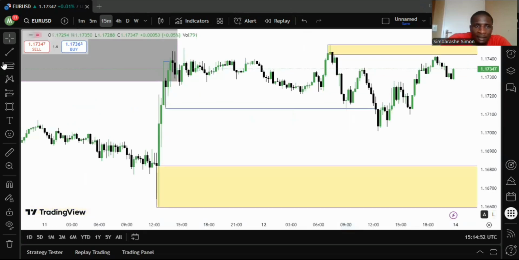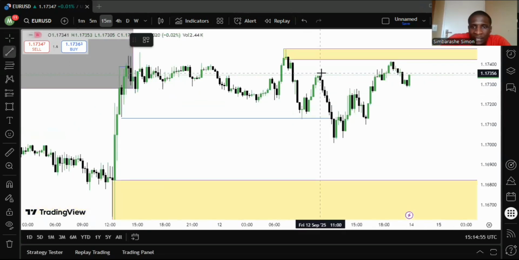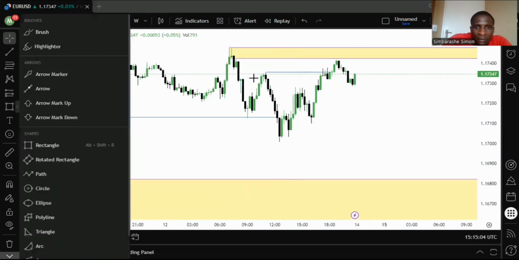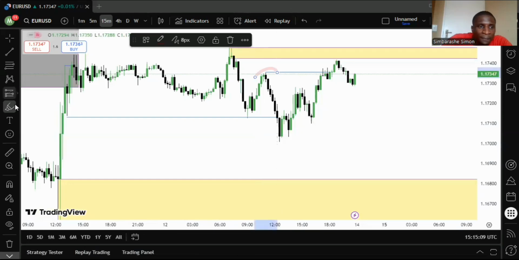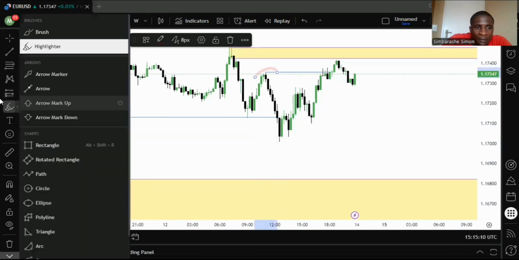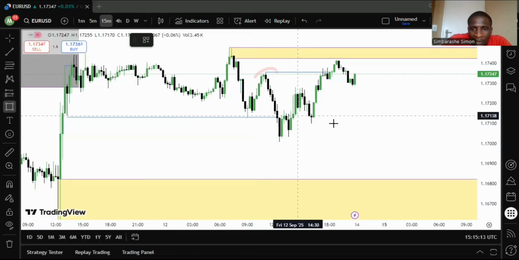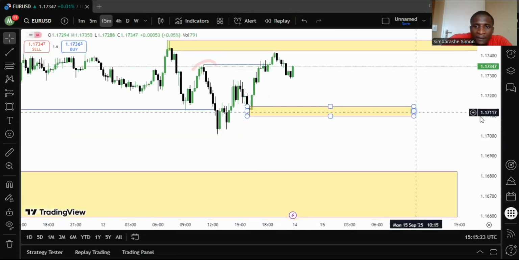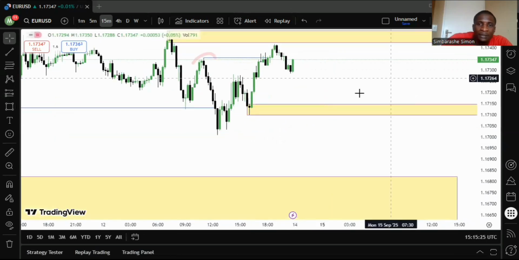Yeah, so like this. Then here, it just tends to this point here. So it took out this high point here. I'm just going to mark it with my highlight here. Yeah, I'll mark it like this. Then again, I'll take out this rectangle. I'll mark this low point, something like this. Simple. So currently the market, guys, is like this.